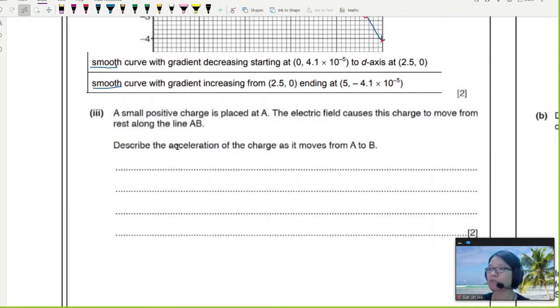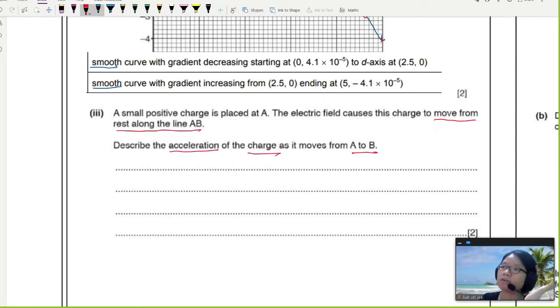Let's look at the final part, which is part 3. A small positive charge is placed at A. Electric field causes this charge to move from rest, okay, along the line AB. Describe the acceleration of the charge as it moves from A to B.